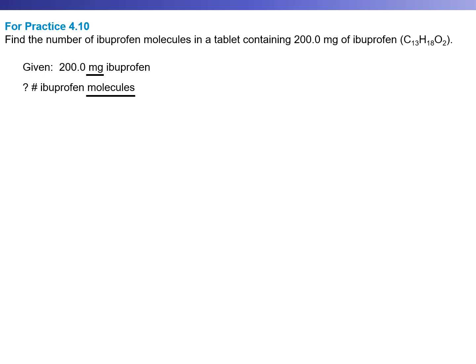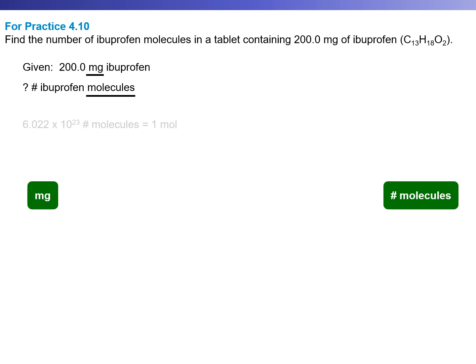All right, so now as we move through this problem, our quest is to take milligrams and ultimately convert it into number of molecules. And between here, milligrams, and here, molecules, we've got to come up with some conversion factors that are going to get us to where we need to be. Now we're in chapter 4, which means that we're working with things like Avogadro's number. And we know already that 6.022 times 10 to the 23rd molecules equals 1 mole.